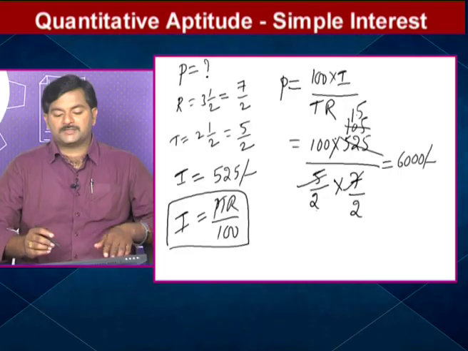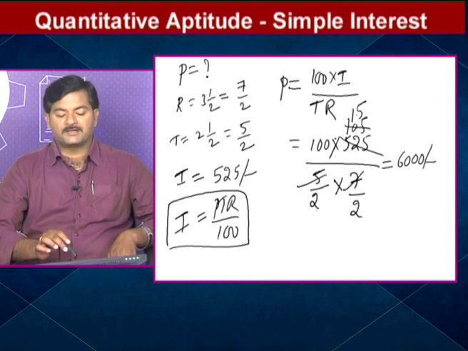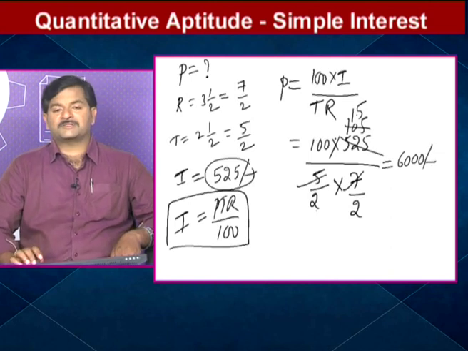I hope you understood. P value given, R value given, T value given, I value given, P value we need to find. So formula I is equal to PTR by 100. Interestingly, you can find the P value by using type 2 also. How? Here rate of interest given is 7/2, and interest is equal to 525 rupees.